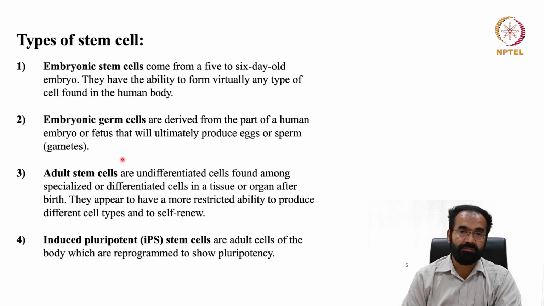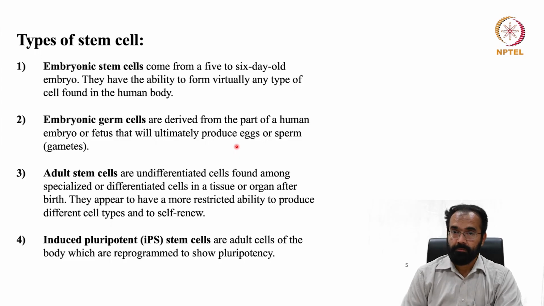And embryonic germ cells, another group of stem cells, are derived from a part of the human embryo or fetus that will ultimately produce eggs or sperm, that is gametes. They are called gametogenic or germ cells, or germ stem cells, or embryonic germ cells, which basically means they are present in an organism, but they give rise to only the eggs or sperm. So that is the purpose of these embryonic germ cells.